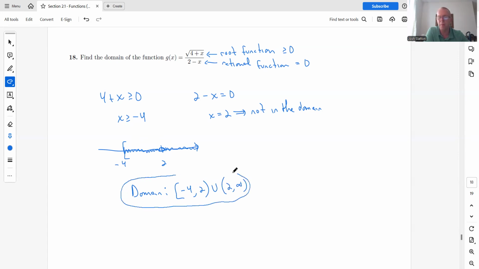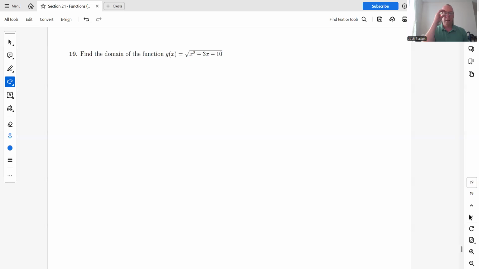So in this case, we're kind of combining two types of functions. So you have to consider both rules. And then wherever the overlap is, that's what's in the domain. So the overlap gives you the domain. All right, and then the last one, find the domain. So this one is a square root function. So we are going to set this as greater than or equal to 0.